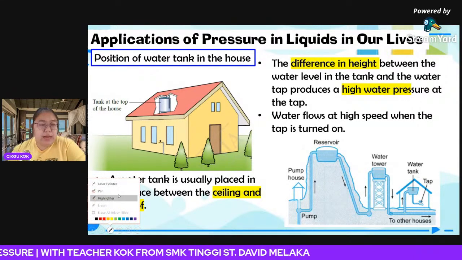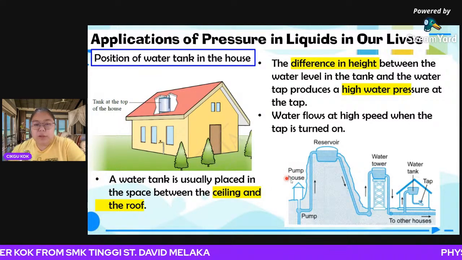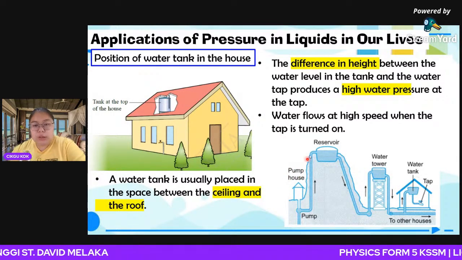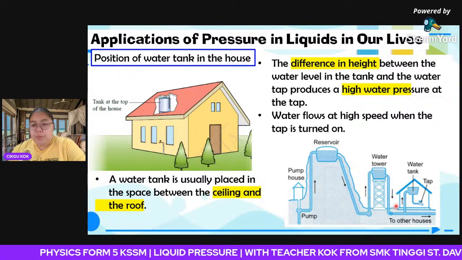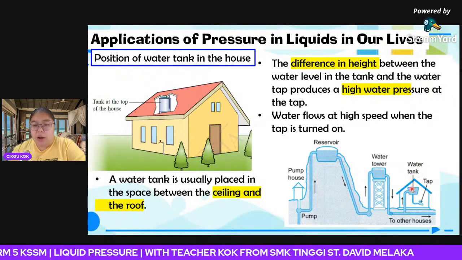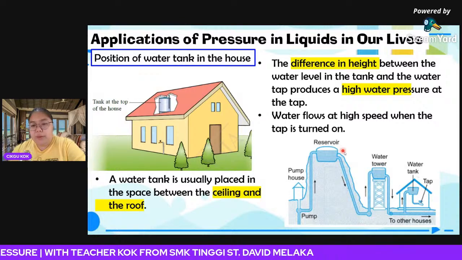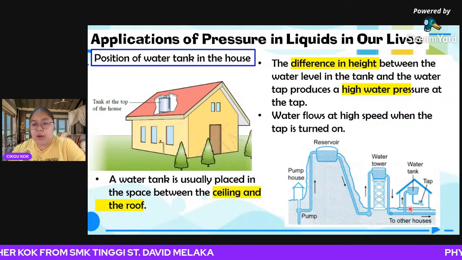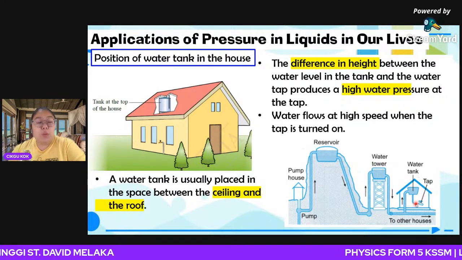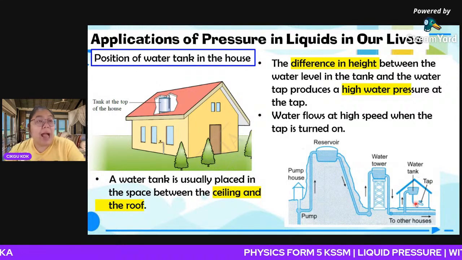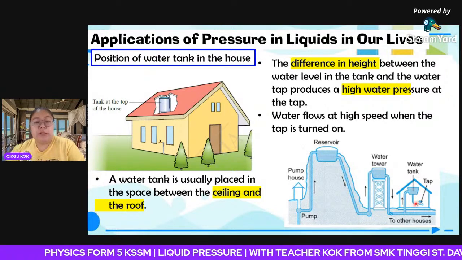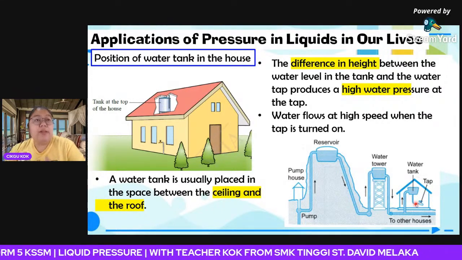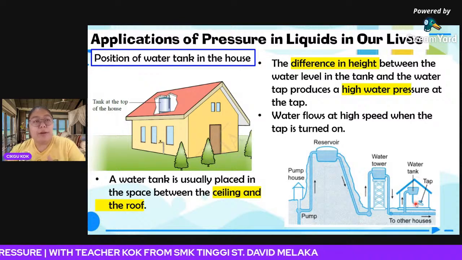You can refer to the diagram here. First, from the pump house, they pump the water and keep it in the reservoir. After the reservoir, it flows and is kept in the water tower. Then the water tower pumps again to the water tank of your house. Normally the water flows from higher to lower until it reaches the water tap in your house. So when the water comes out of the tap, it should be at high pressure. If the water tank is higher, it can produce higher pressure because of the bigger difference in depth. We can also say height.